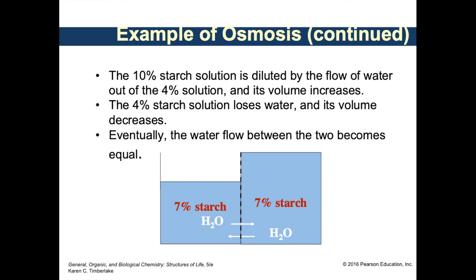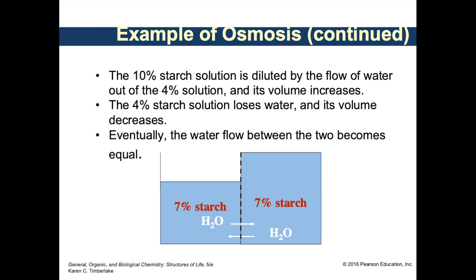Now, an interesting thing to note here is that water isn't intelligent. It doesn't know that the concentrations are even. What we're seeing here is what we call a dynamic equilibrium, which we're going to go into in a little more detail in the next chapter. But basically, the rate of flow of water from the left to the right is going to equal the flow of water from right to left.